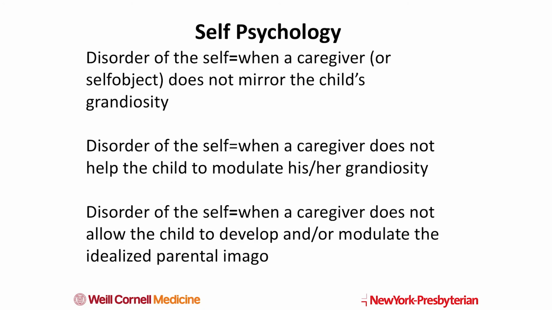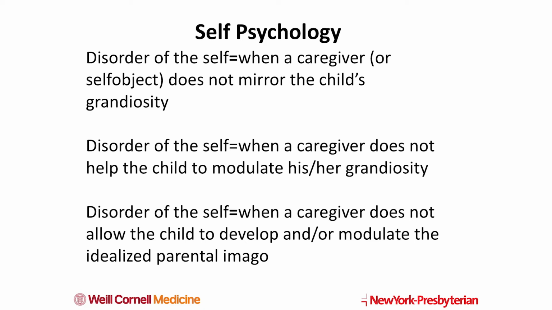Disorders of the self also result when a caregiver does not allow the child to develop or to modulate the idealized parental imago. Failures such as this occur when the caregiver either seriously disappoints the child or fails consistently to meet expectations.